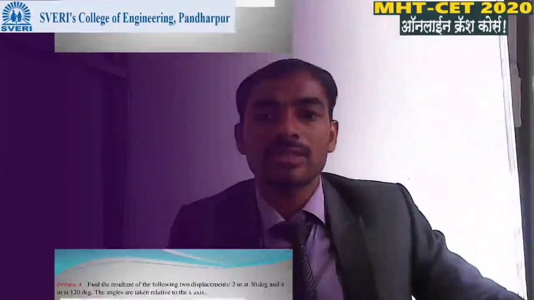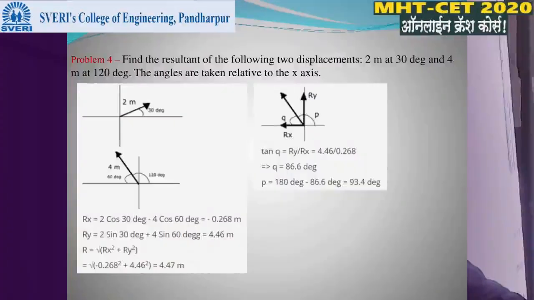Okay, if we take another example based on the parallelogram law and the triangle law, find the resultant of the following two displacements: 2 meter at 30 degree and 4 meter at 120 degree. Then the angles are taken relative to the x axis. Then find the resultant displacement between the two forces. Okay, so we draw two figures as per the given.